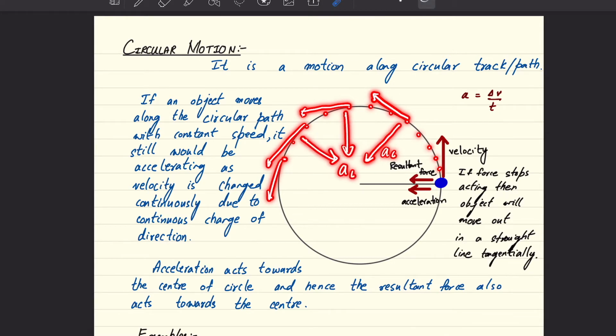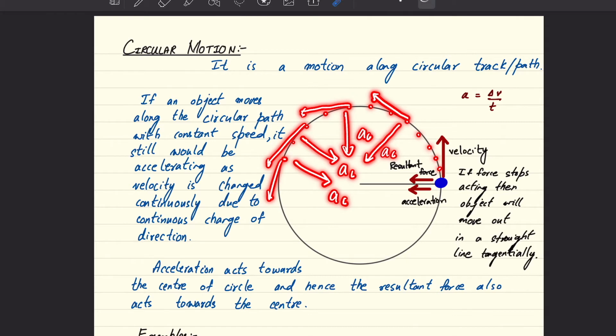According to Newton's second law, resultant force is equal to the product of mass and acceleration. If there is an acceleration towards the center, there must also be a resultant force acting towards the center. That resultant force is called centripetal force.